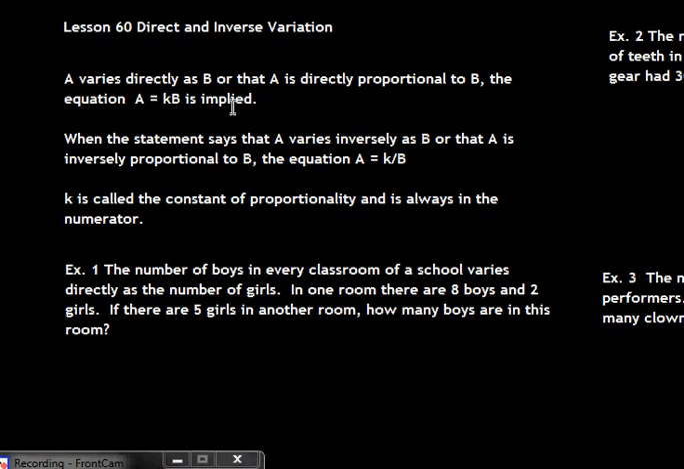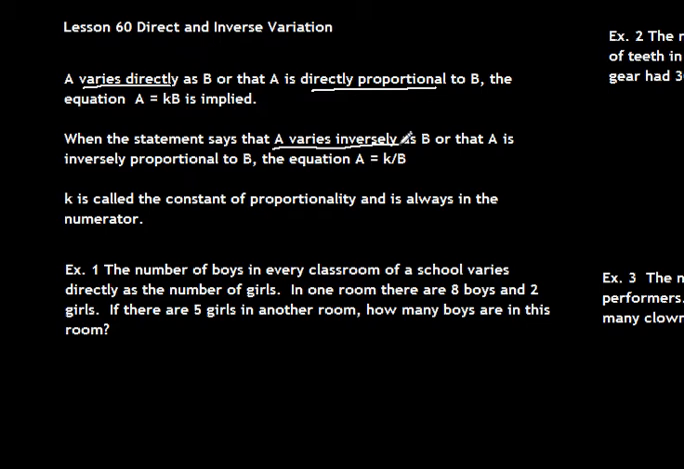When we talk about two things varying directly or inversely, we can come up with a constant of proportionality. So let's just start with the lesson here. This is a definition. If it says A varies directly as B, or that A is directly proportional to B, we use the equation A equals KB. When the statement says that A varies inversely as B, or that A is inversely proportional to B, then we use A equals K over B.